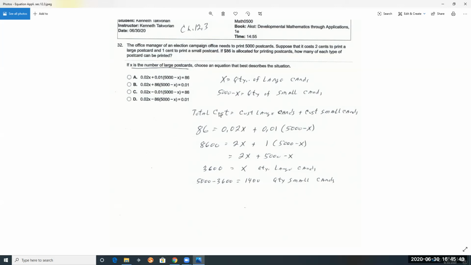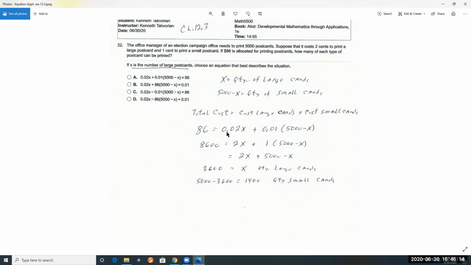Now we need to write an equation that represents cost. The total cost of mailing both types of cards is equal to the cost of mailing the large cards plus the cost of mailing the small cards. So $86 is the total cost that we have available. It's 2 cents per large card, so 0.02 times X. It's 1 cent for each small card, so it's 0.01 parentheses 5,000 minus X.